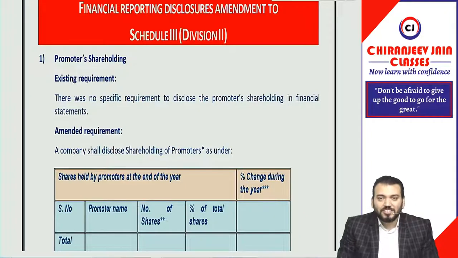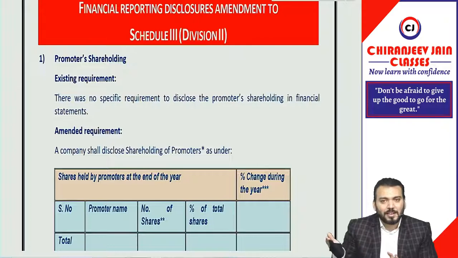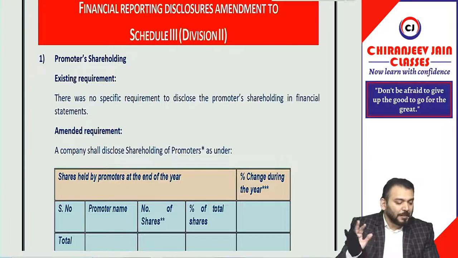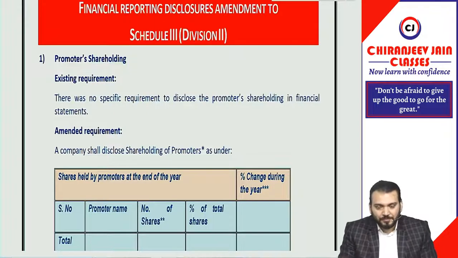We are here to discuss the amendment related to CA final financial reporting paper, which will be applicable for the May 22 attempt. Correct? Means May 22 and onward attempts. So even though you are writing your exam for a later attempt, like November, this amendment will be applicable for you all. From the examination point of view, there are three major amendments.